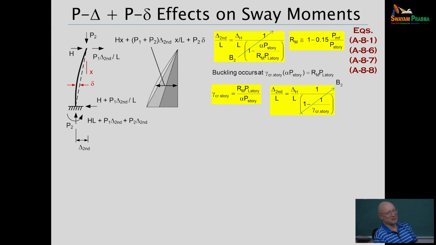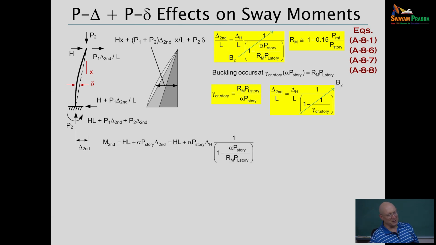Smaller load. That's correct. This P small delta, just like the P large delta, is destabilizing when we have the downward load. And so writing things in terms of the drift ratio, we could write it as, well, B2 is simply the same form again, 1 over 1 minus 1 over gamma critical story.